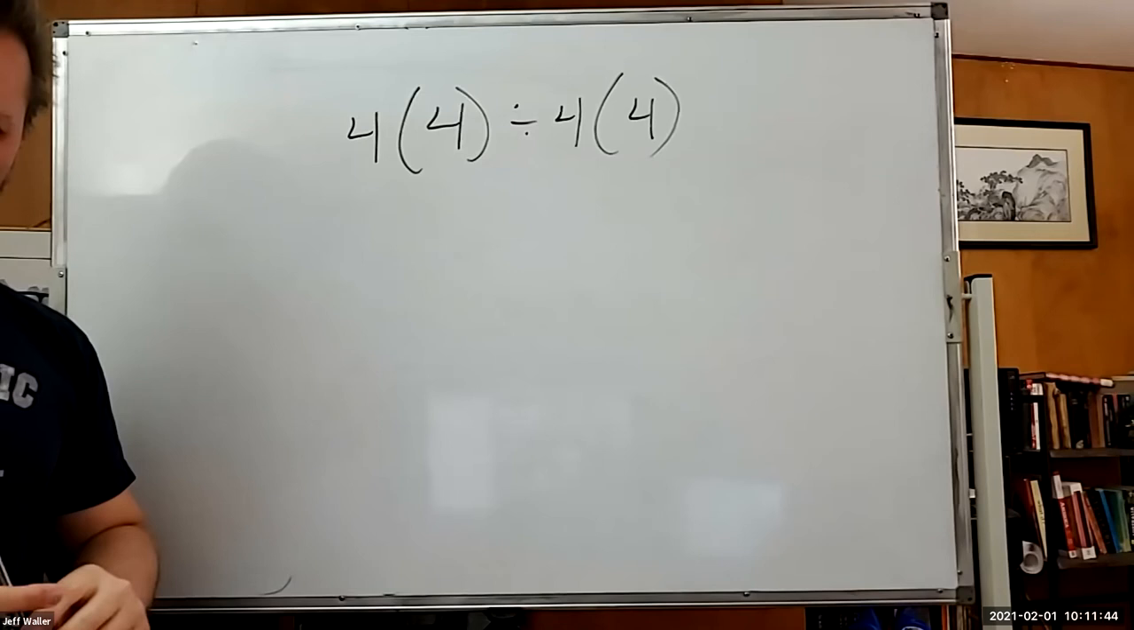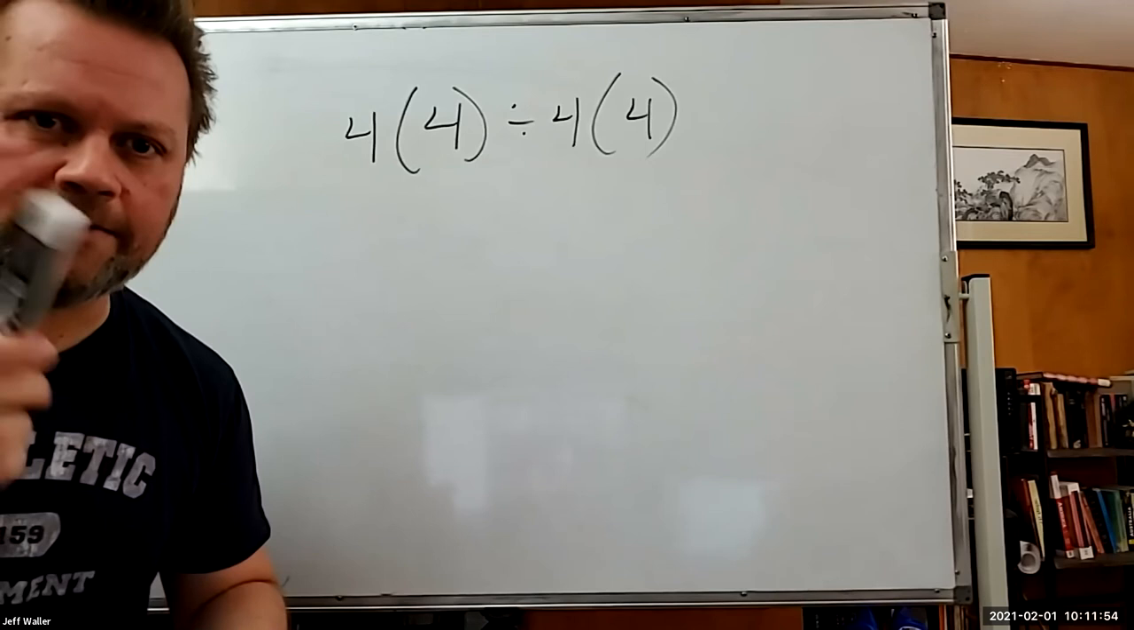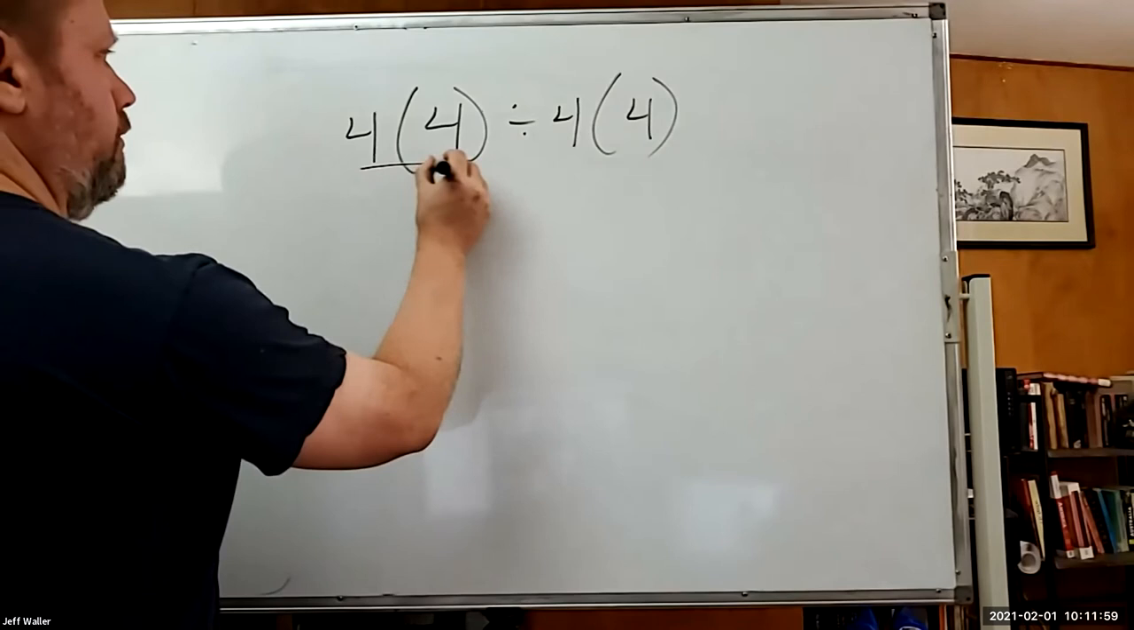Exponents first. No exponents, right? So is it just 16 divided by 16? You want to multiply, if I'm not mistaken, you want to do the 4 times 4 and then the 4 times 4 and then divide it by. You are mistaken, I'm sorry.